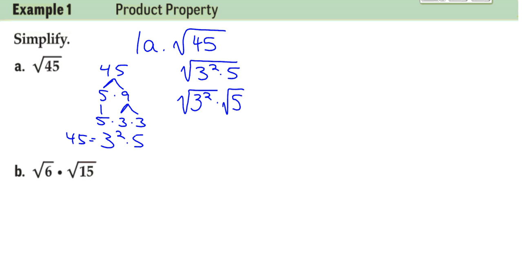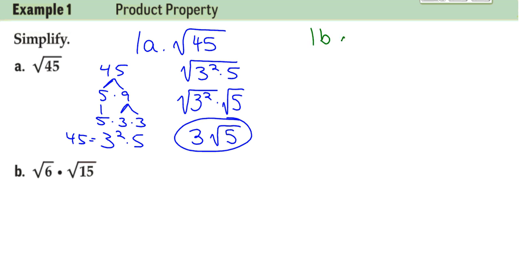And then the square root of 3 squared is equal to 3. And so we get 3 the square root of 5. And that's the answer to that first problem as we go. So we'll just keep going through these. And if you need to pause this, you can. Otherwise, we'll just keep working.